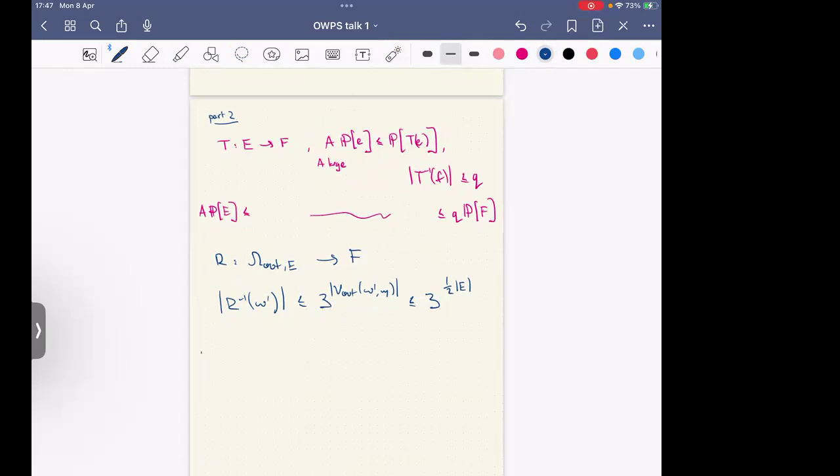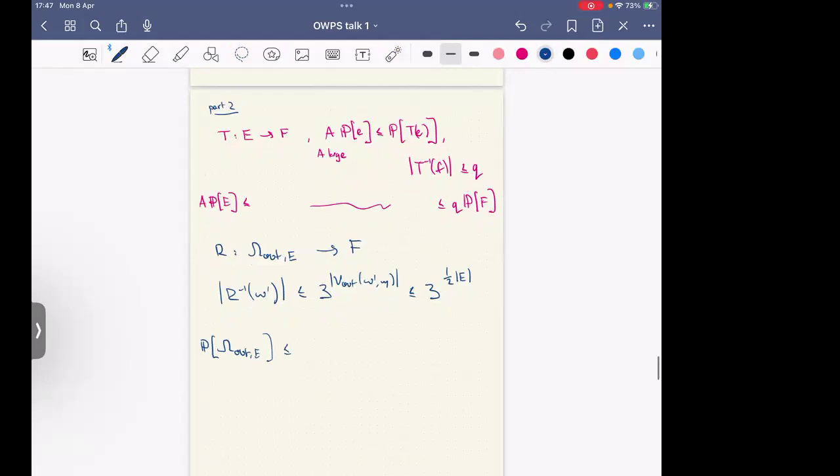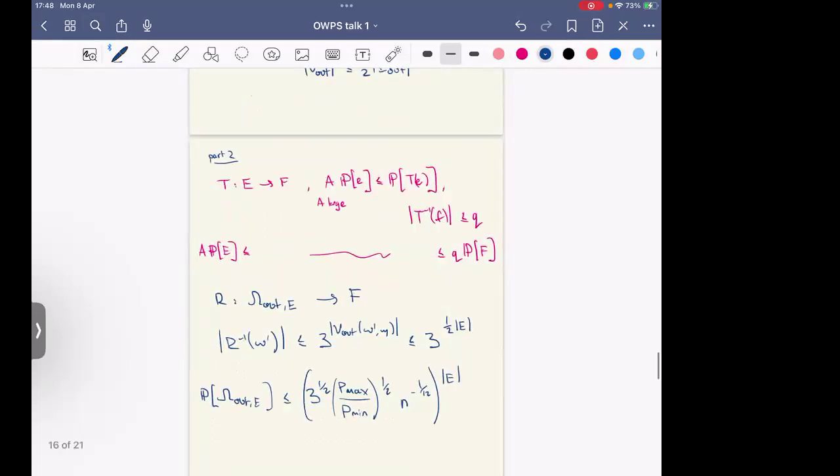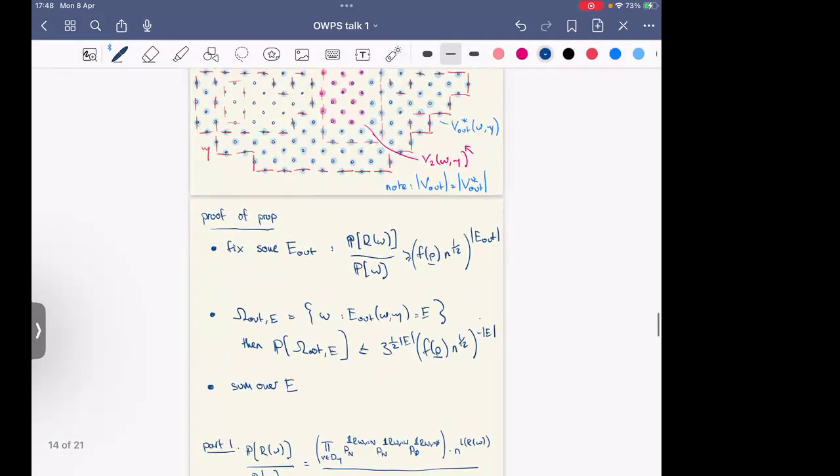So we have the probability of E, in this case omega out E, is less than or equal to 3 to the 1/2 times P max over P min, also to the 1/2, times n to the -1/12 to the size of E. Okay, and that's what we wanted to prove.